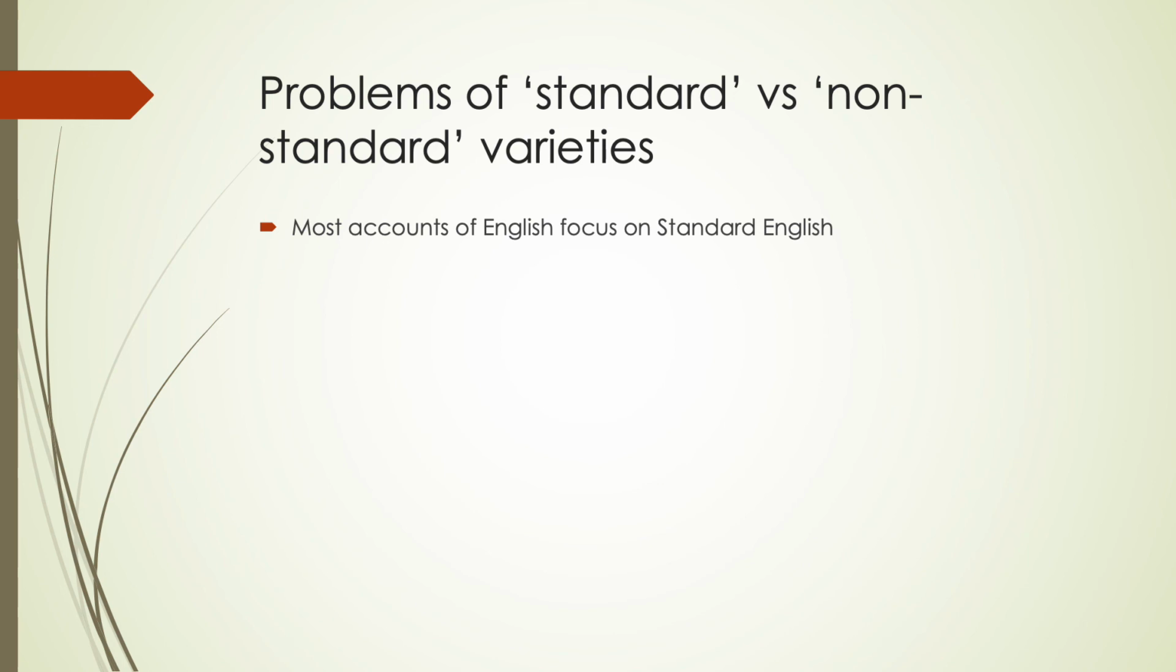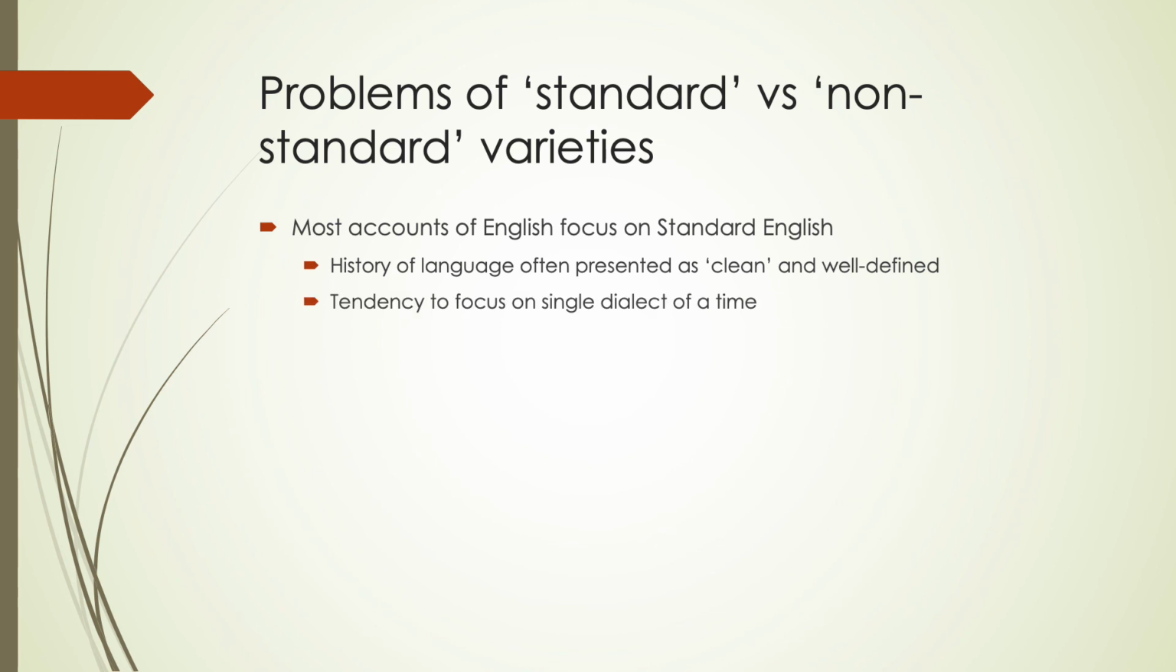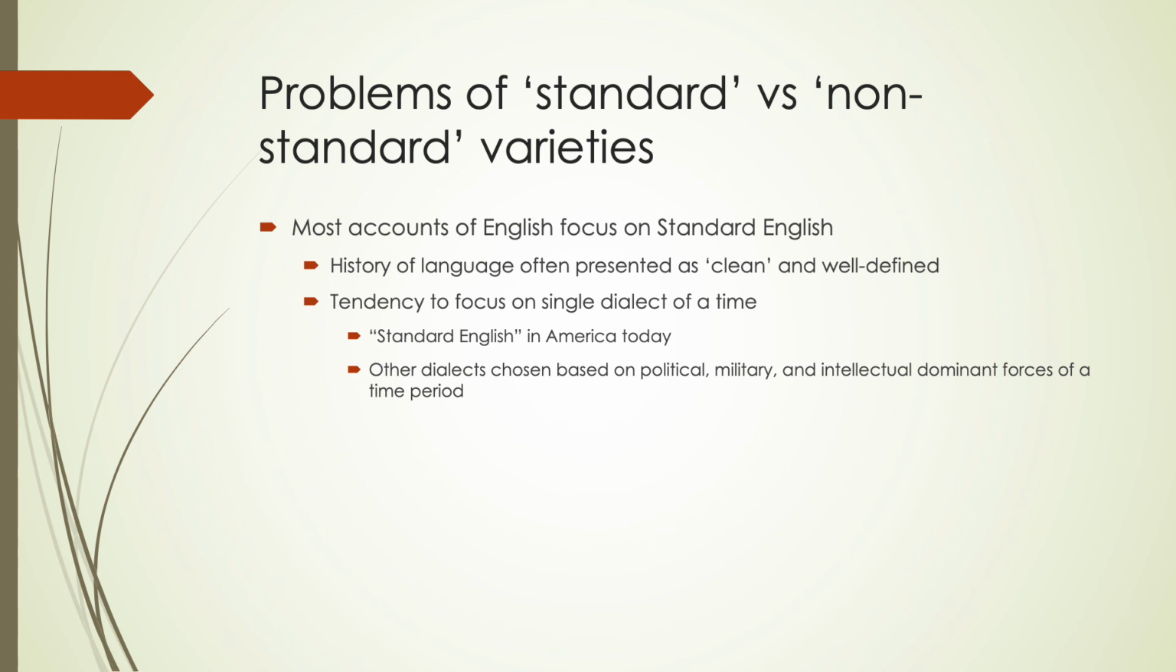And the history of the language ends up not really being as easily seen because it's presented as this sort of clean and well-defined aspect. It tends to focus on whatever the dominant dialect would be, so standard English in America today, London's dialect in England earlier, whereas other dialects that are chosen don't necessarily have the same kind of power, but are still represented in a lot of writings.